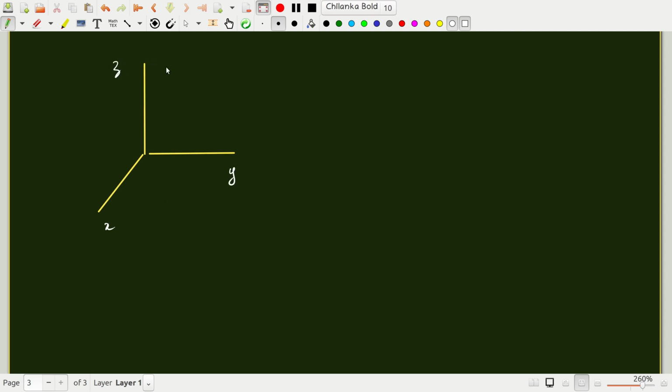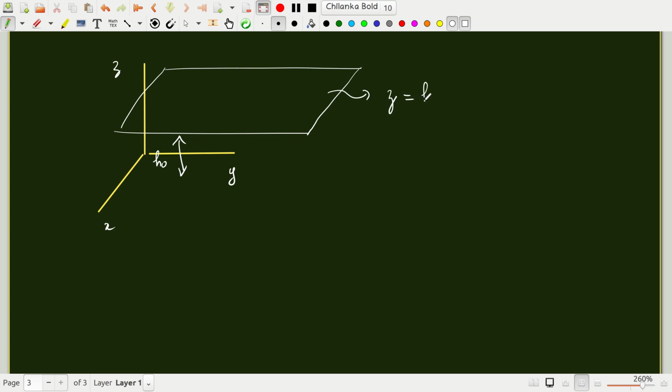Let's imagine having a flat sheet. There is no corrugation of any sort. It is located at a distance h0 from the xy plane. Okay. So what is the equation of this surface? This surface is given by z is equal to h0, okay, for all xy.